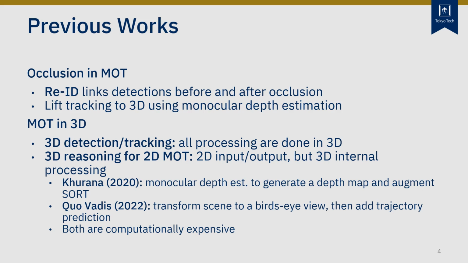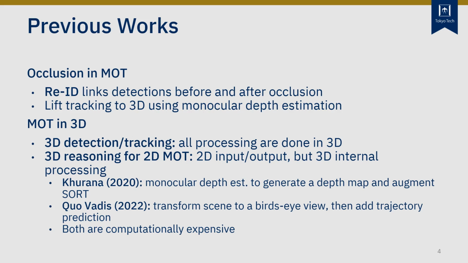MOT in 3D can itself be divided into two. The more commonly known 3D detection or tracking does all processing in 3D, from the input-output bounding boxes to the internal processing. Another is to add 3D reasoning to 2D MOT. Here, the input-output bounding boxes remain in 2D, but uses 3D for internal processing and track management.